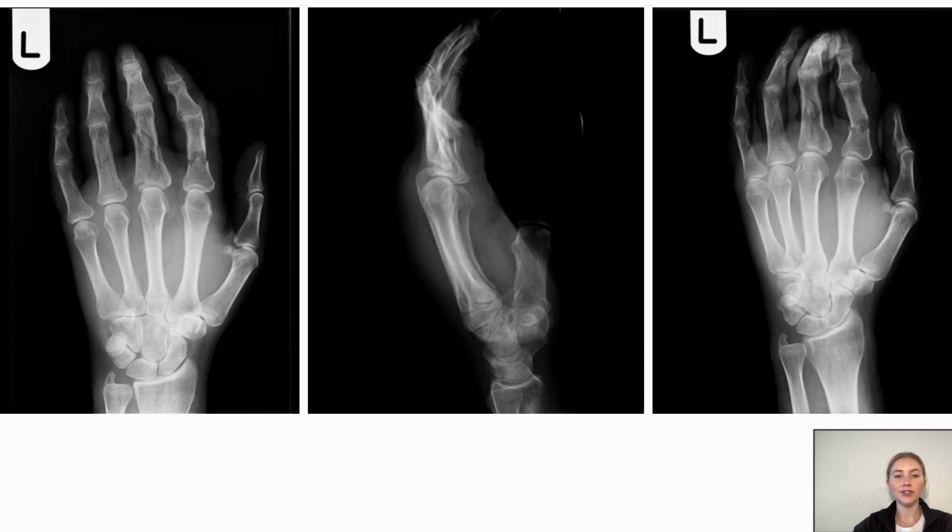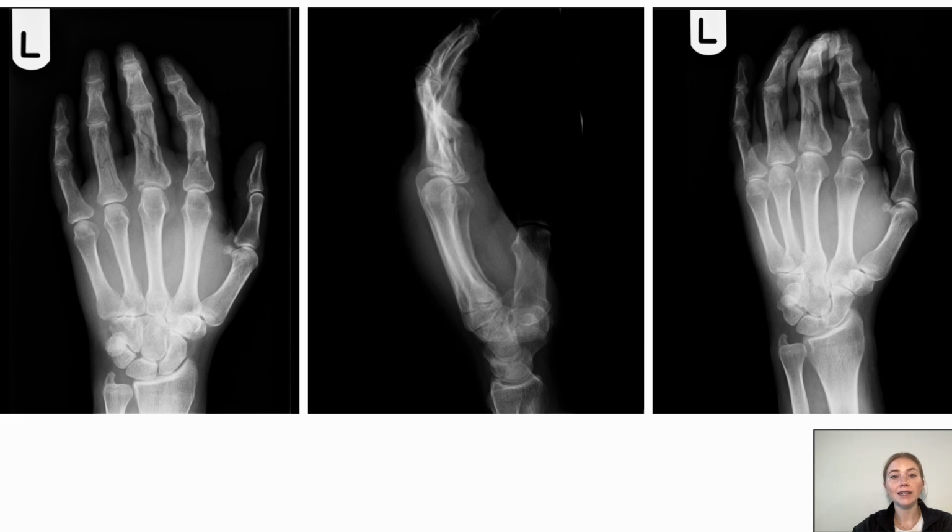Next, we are at case 2. So once again, I encourage you to pause now and then write down the injuries that you can see on these x-rays. So coming back to the beginning of our process, we have 3 views. We have good quality x-rays.